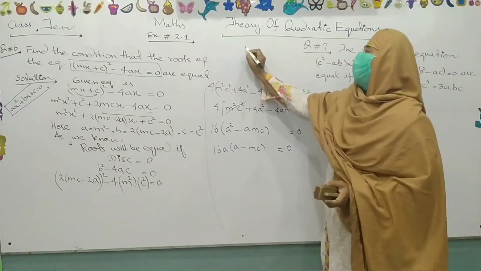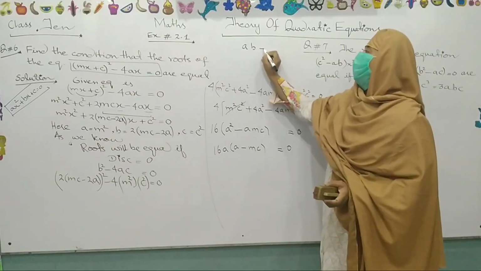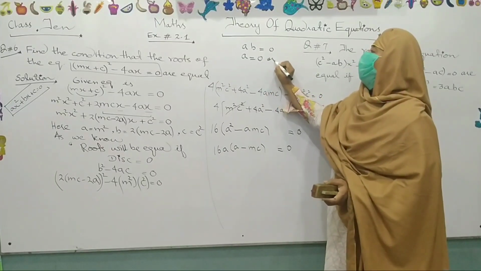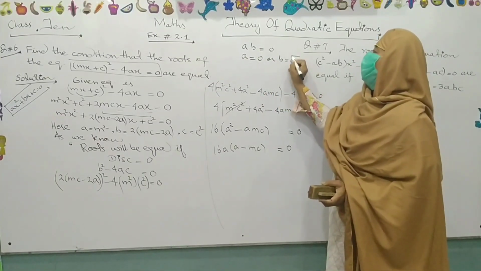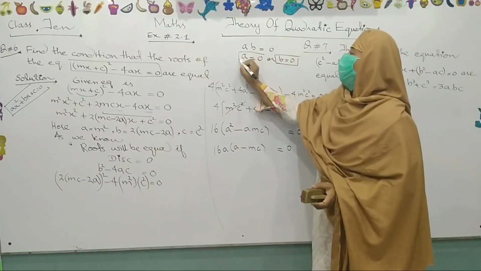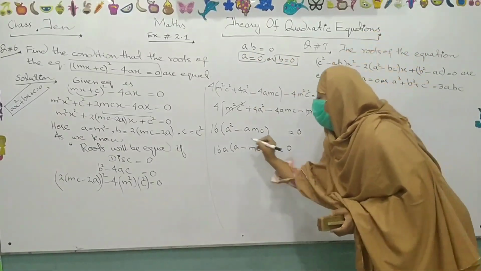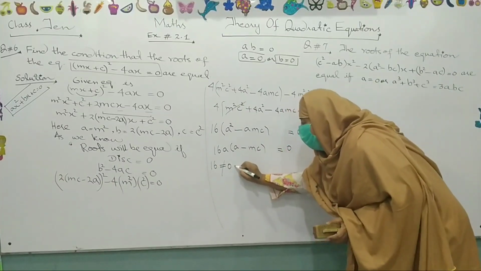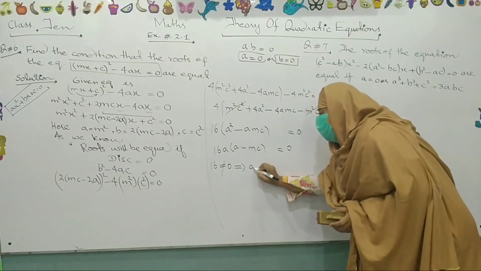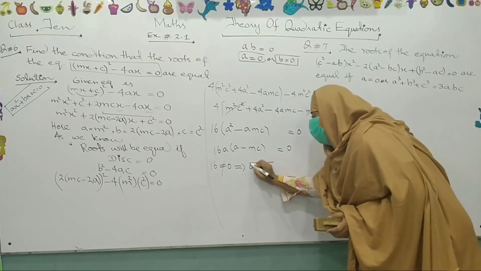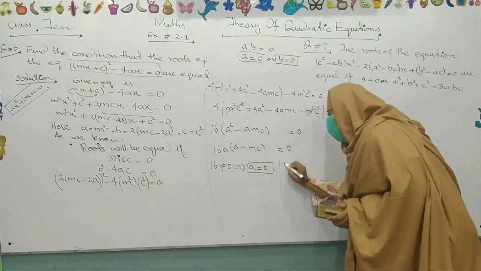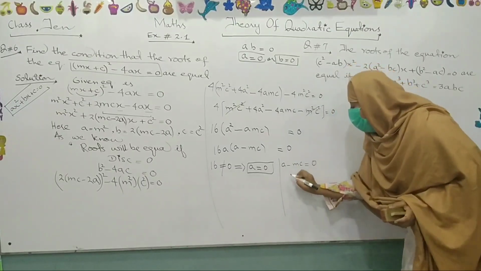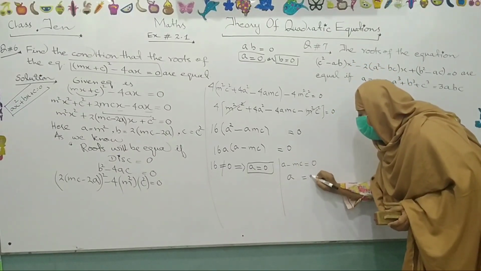Now I will use the sign. If the product of two values is equal to 0, then either a is equal to 0 or b is equal to 0 or both. I will use this sign. And 16 is a constant. A constant can never be 0, which implies either a is equal to 0 or a minus mc is equal to 0. Or you can say a is equal to mc.